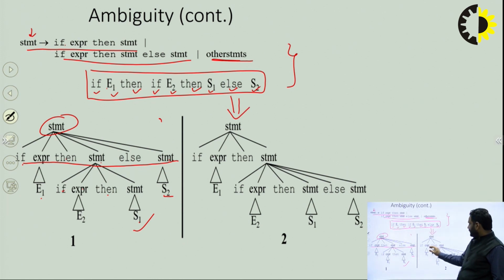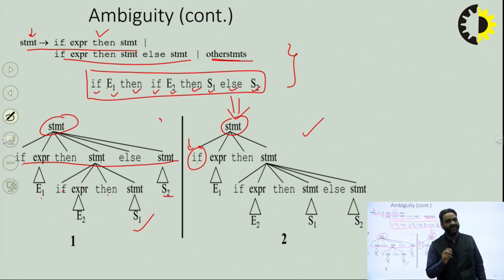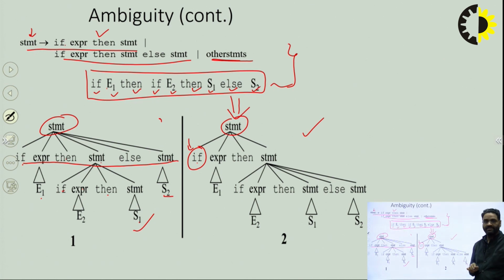And this is also achieved in another way. Let's see, we start with our start symbol, where we use the first production rule rather than the second. Through this we are able to find the solution, that is, if E1 then if E2 then S1 else S2. So this is also achievable, which means we have two parse trees of the given string. That means this grammar is a case of ambiguity, or we can say this grammar is ambiguous, since we have more than one parse tree of the given string.